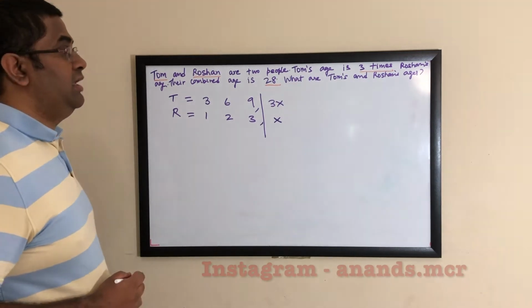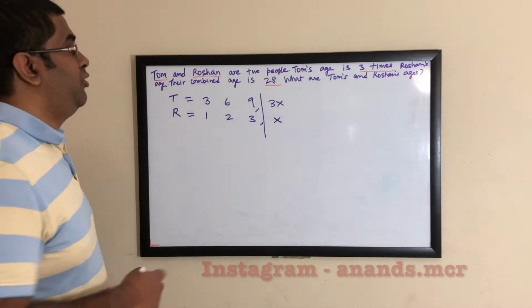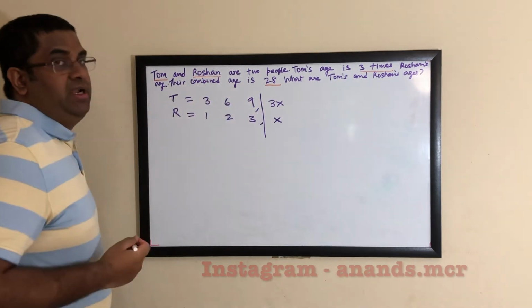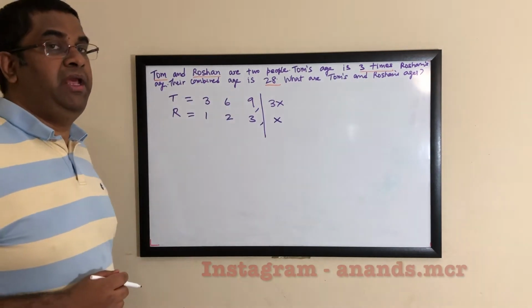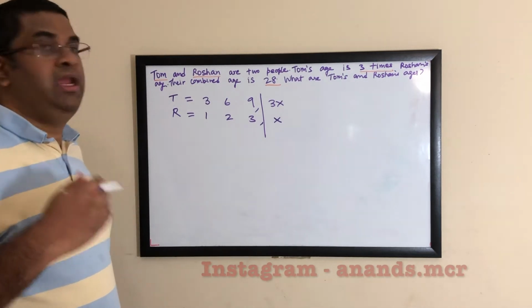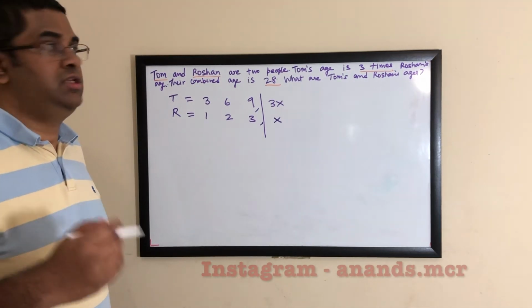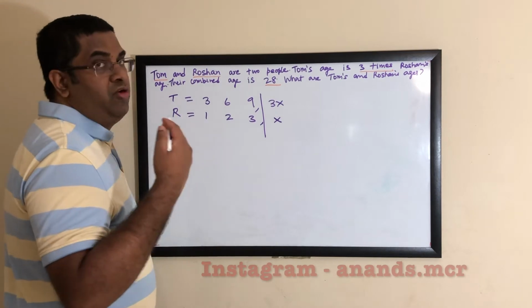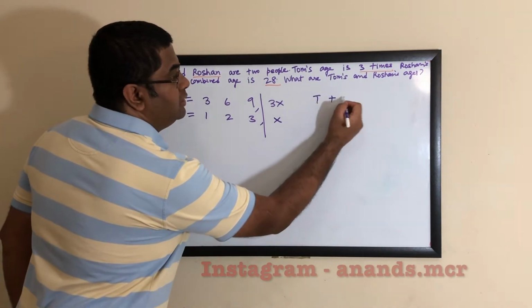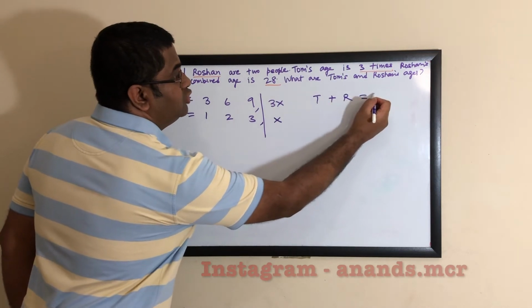Now let us look at the second information that we have got in the problem. What is also listed is their combined age is 28. Friends, what do you mean by combined age? It means that when you add up Tom and Roshan's age, it totals up to 28. So we are going to add Tom and Roshan's age. So Tom plus Roshan's age is equal to 28.